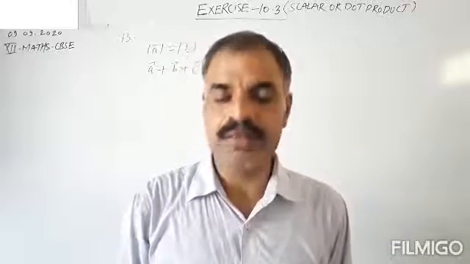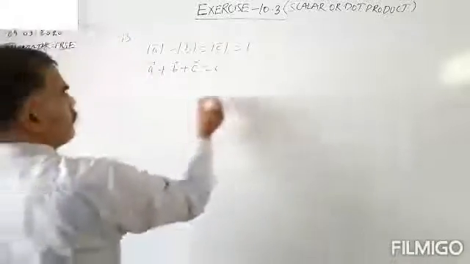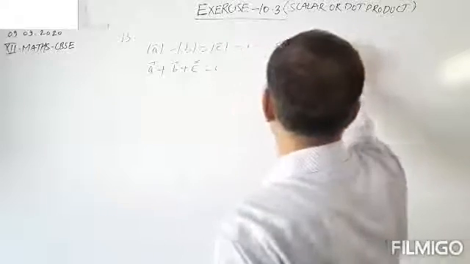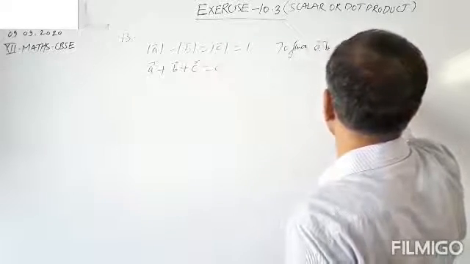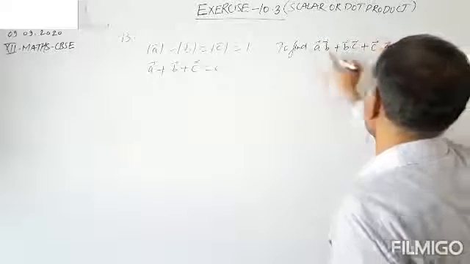Find the value of A vector dot B vector plus B vector dot C vector plus C vector dot A vector. We have to find the value of this.